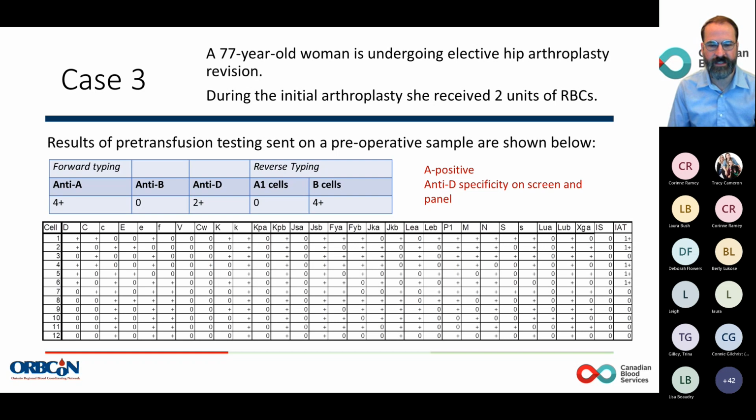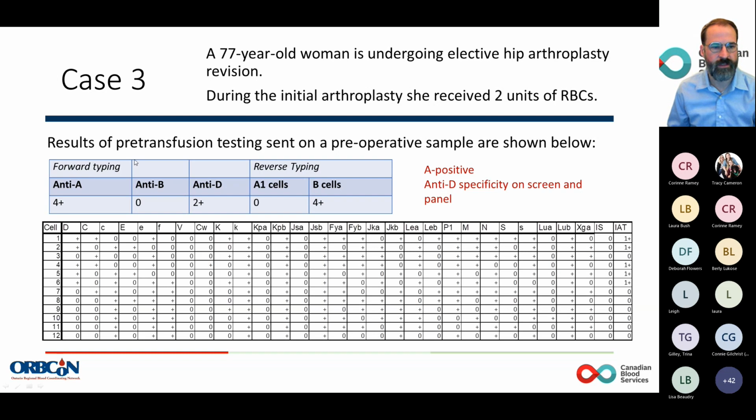So case 3 is a 77-year-old woman who's undergoing elective hip arthroplasty, revision. She's already had one arthroplasty, now it's being revised. And during the initial arthroplasty, she received 2 units of RBCs, so she does have a transfusion history. The results of the pre-transfusion testing that are sent on the pre-op sample are shown. And so what are we seeing on this sample?